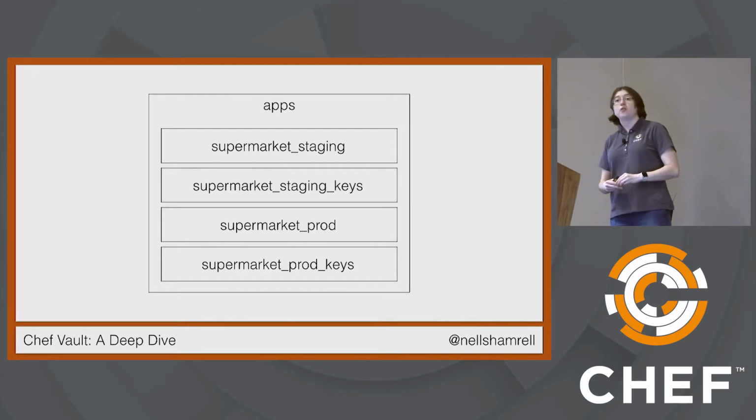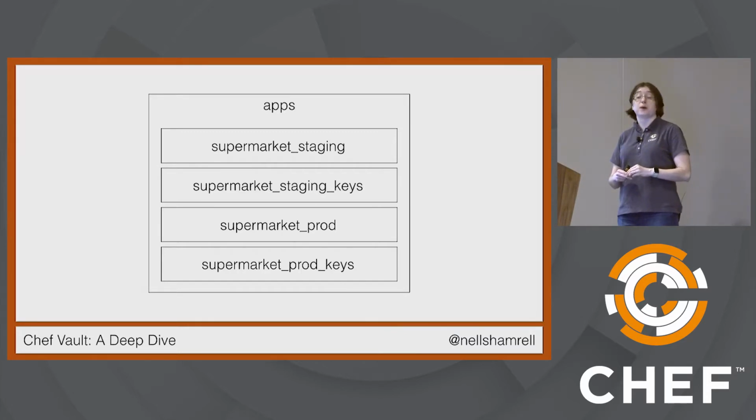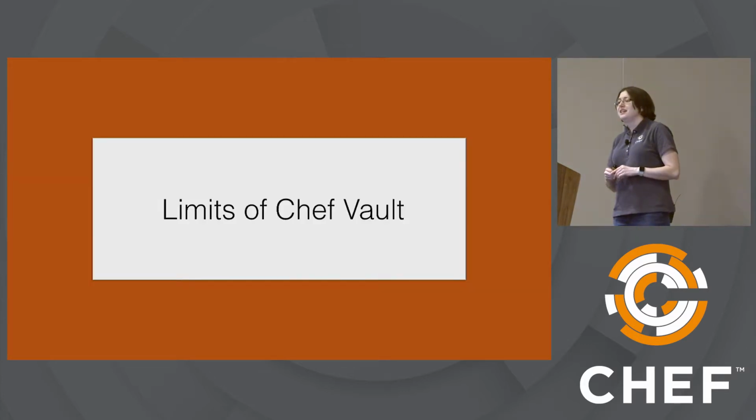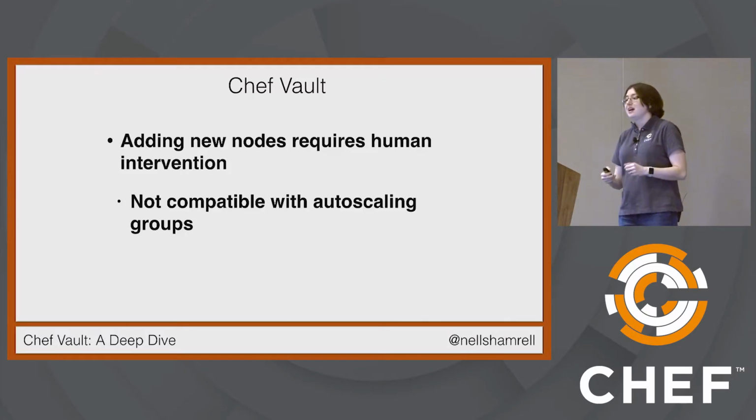So Chef Vault does work very well for our needs with the public supermarket, but it does limit us in certain ways. And I think it's important to not only understand how Chef Vault works and how to use it, but you also need to understand its limits in order to know if it is the right tool for you. And the biggest limit is with auto-scaling groups. Whenever you add a new node to Chef Vault, you currently need to add that node manually. You need to authorize that node name manually. So this means Chef Vault is not compatible with auto-scaling groups or other self-healing mechanisms.